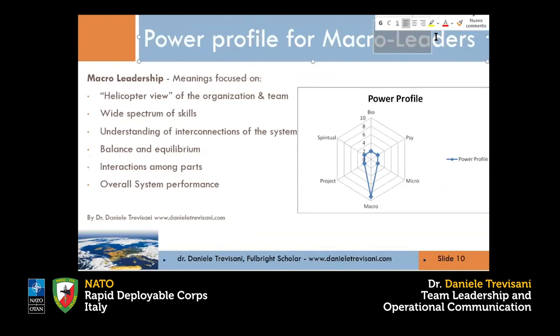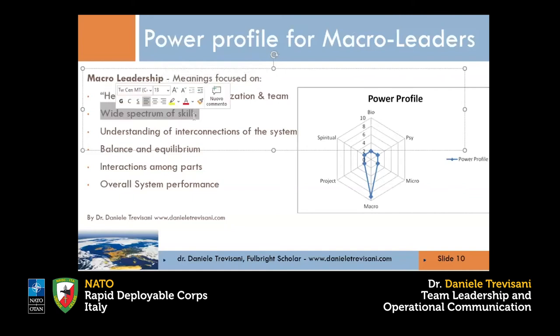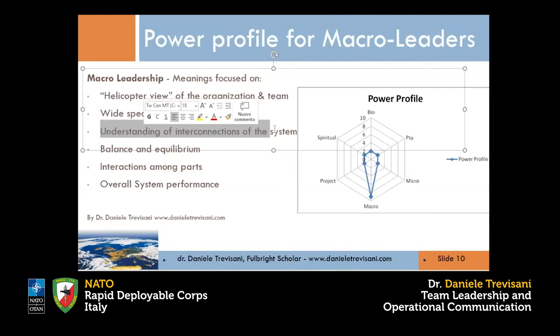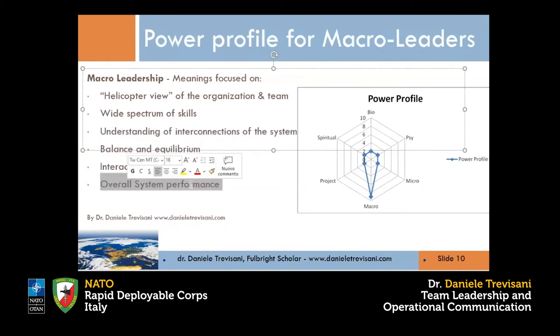Then we have the macro leaders. They have a helicopter view of the organization and the team. Wide spectrum of skills. In America, they are called polymaths. Polymath means that you are skilled in humanistic sciences, but also in more scientific ones, let's call them statistics or whatever it is. Understanding of interconnections of the system, looking for balance and equilibrium, interaction among parts, and the overall system performance.